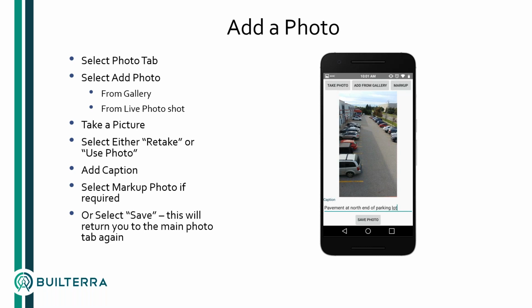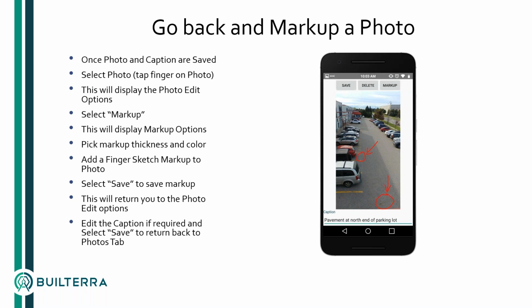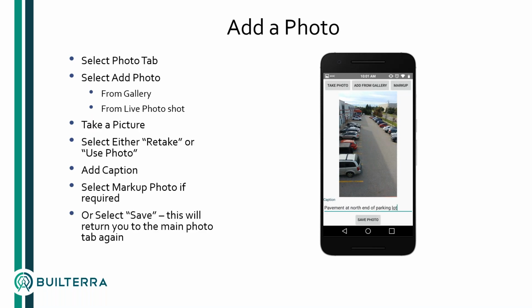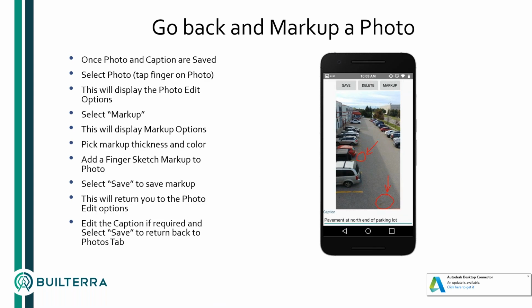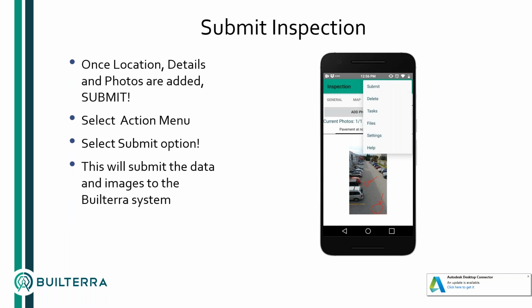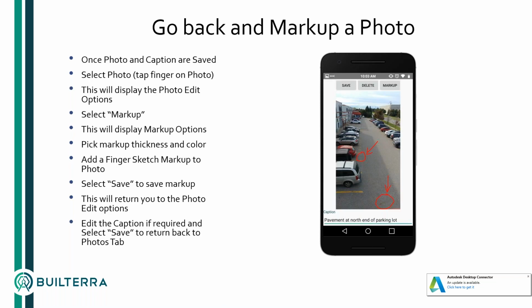The markup is a sketching tool, which we'll talk about in a second. If you want to edit a photo, you would first select save, and then if you put your finger on top of the photo, it will put you into the photo editor, which is right here. Photo editor means that you can select save, delete. We are going to put a rotate option in there soon. Markup is available on the Android. When you select markup, it will take you to a markup screen, and we'll look at that in a second.